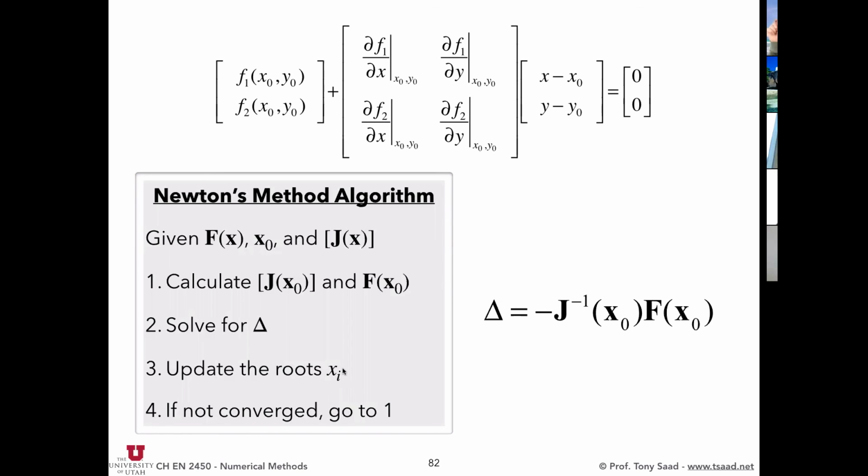Now you know what delta is, and you know x0. You can extract x, y, and z, etc. And then you update, those will be your new x naughts, okay? Those will be your new initial guesses, and then you repeat and repeat.